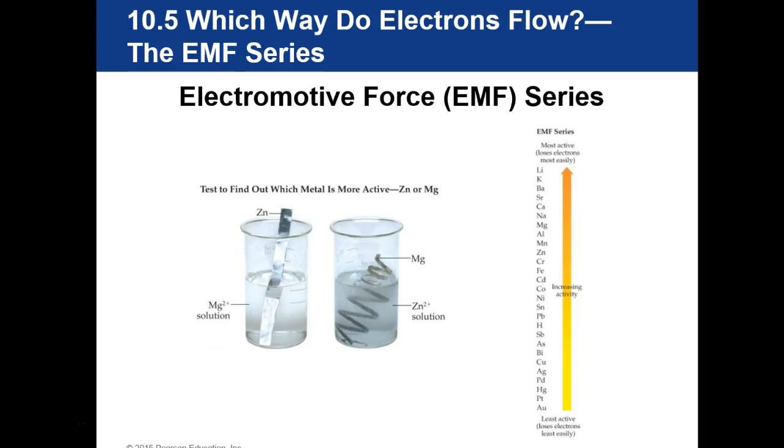In electromotive force, or the EMF series that we've used to see which metal is more active, we can actually visually see which one, but there's actually an EMF series. You can see this chart on the side. The most active lose electrons most easily, which would be lithium, and the least active loses electrons least easily, which would be gold down on the bottom. So there's increasing activity as we head up.